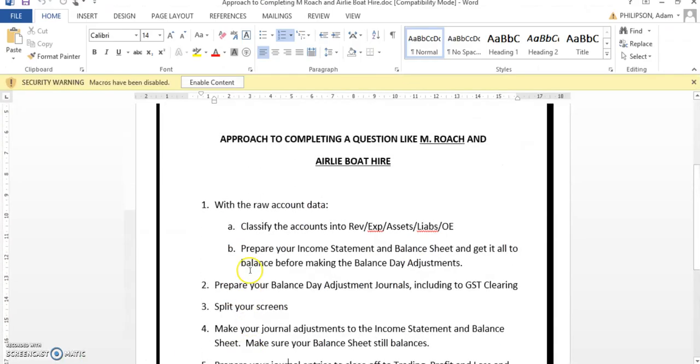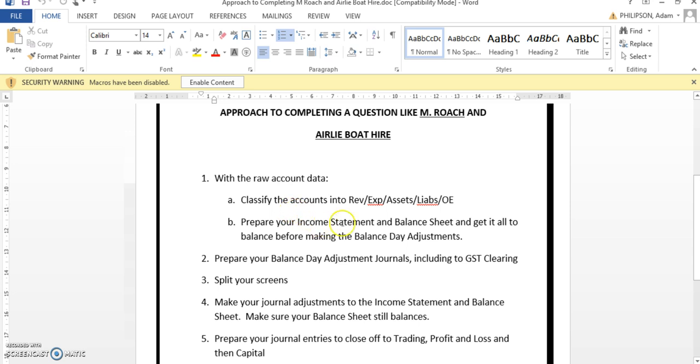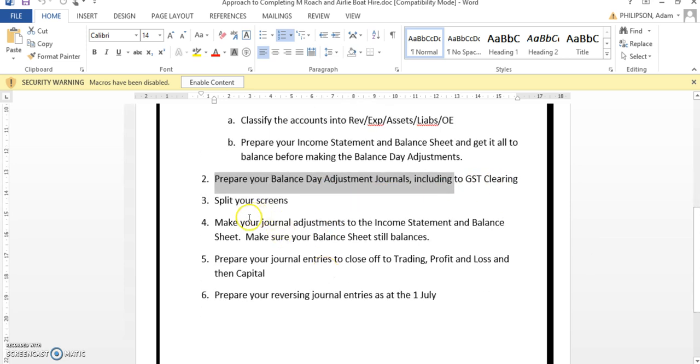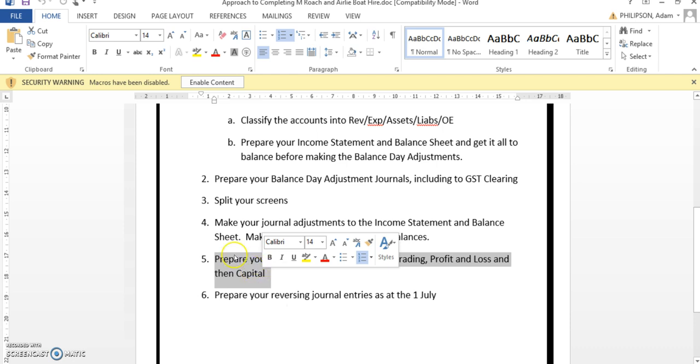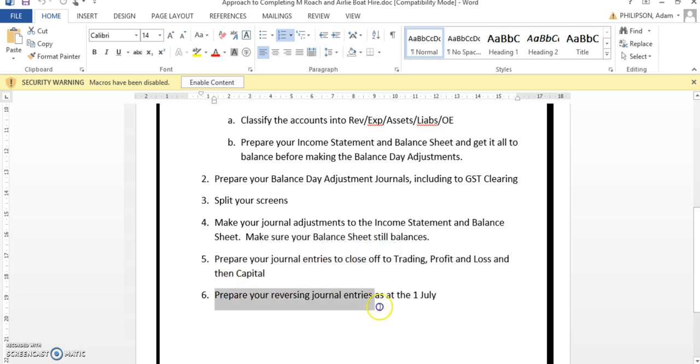Following those steps: code the raw data, complete the income statement and the balance sheet, prepare the balance day adjustment journals and the GST clearing, split the screens, then adjust the income statement and the balance sheet, making sure that with each journal entry the balance sheet still balances. Then close off with our new balances in our income statement, and then go and prepare those reversing entries. Time is almost up with this video. Hope that helped.